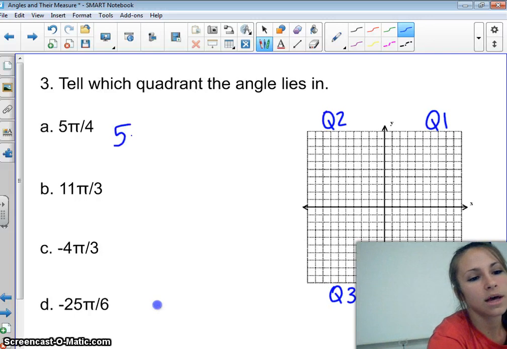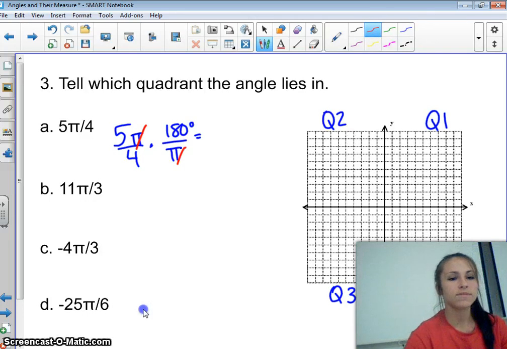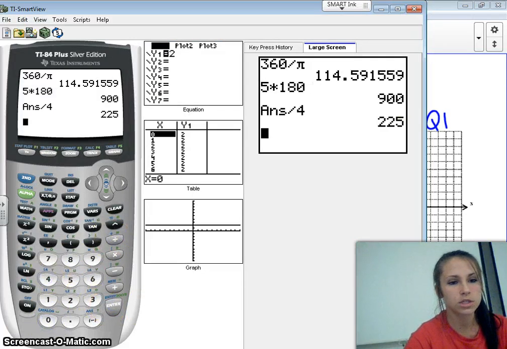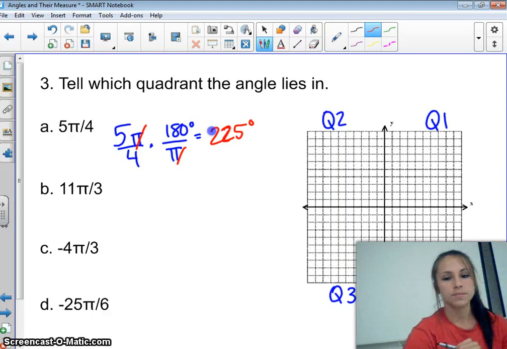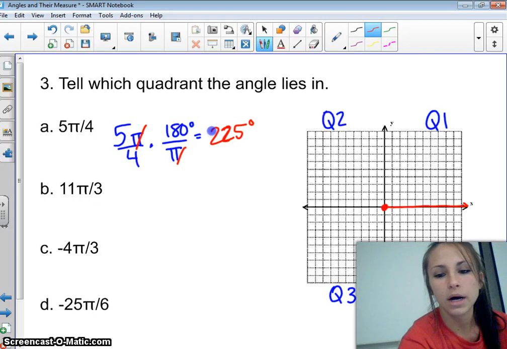So I'm going to say 5 pi over 4. I want the pi to go away, so I'm going to put the pi on the bottom. And so when I do that, the pi's cancel out. 5 times 180 divided by 4 is going to be 225. So this is just 225 degrees.